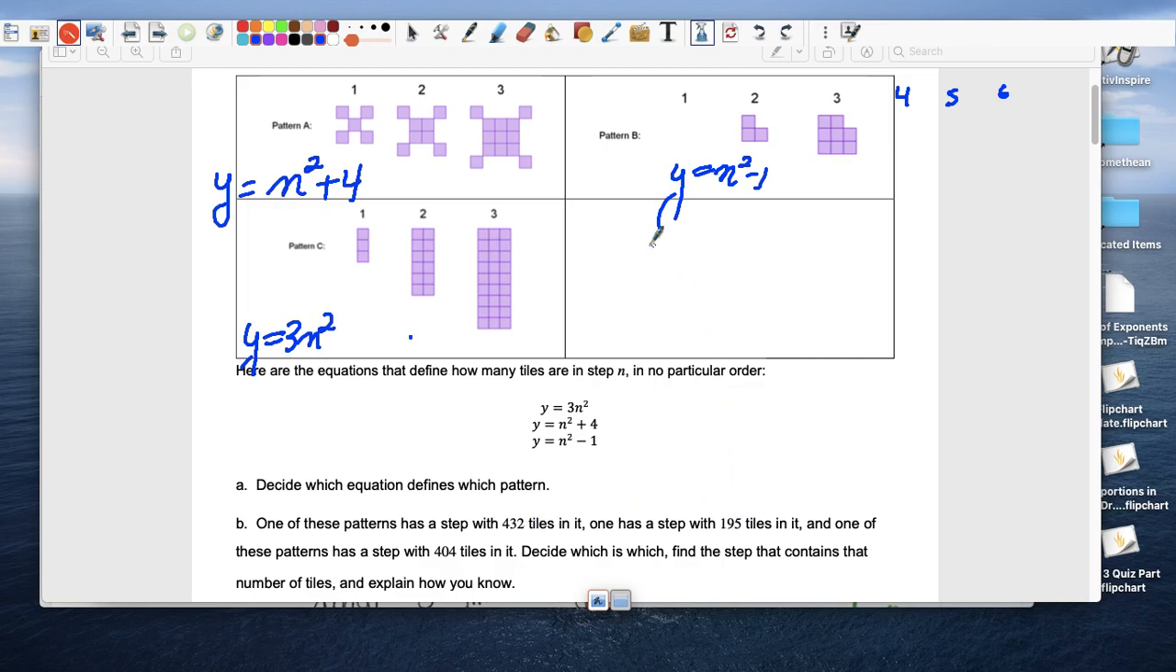Let's try 195. So when there's 195 tiles, what step was it? Well, n squared minus 1. We do plus 1, we get 196. Oops, sorry.